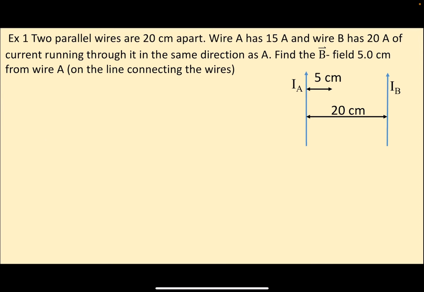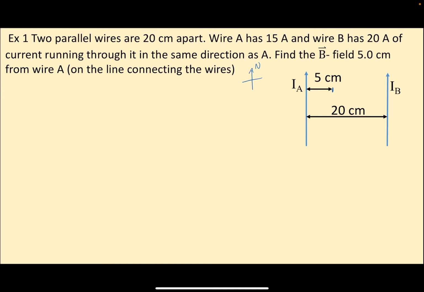We've got two parallel wires. They're 20 centimeters apart. We've got a current for wire A, current for wire B. They're both going, let's call that north. So both currents are going north, a current running in the same direction. Find the net B field, or the combined B field, 5 centimeters from wire A. So right here in this location, we're looking for the total B field.